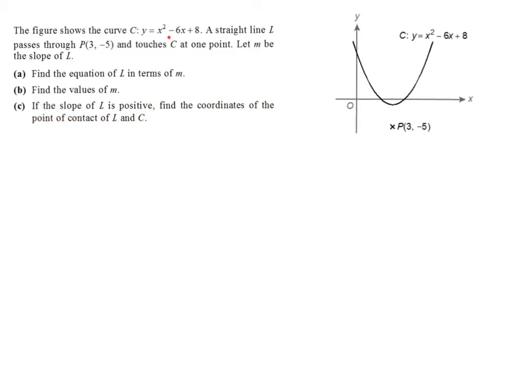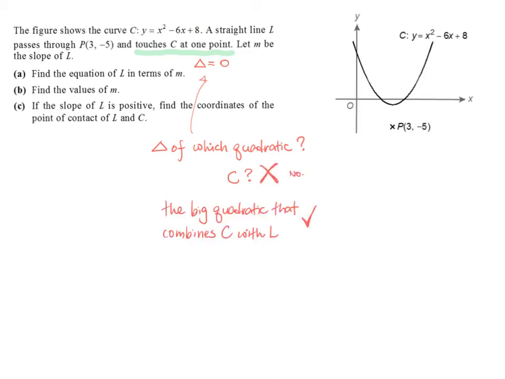So we have a quadratic called C, it's right here on the graph. And we also have a straight line called L, which is not on the graph. L is a straight line, so it's a linear, passes through this point P and touches C at one point. So when it touches C at one point, it's automatically saying delta is equal to 0. But delta of which quadratic? Delta of C, this quadratic? No, it's actually the big quadratic that combines C with L, because we're talking about one intersection.